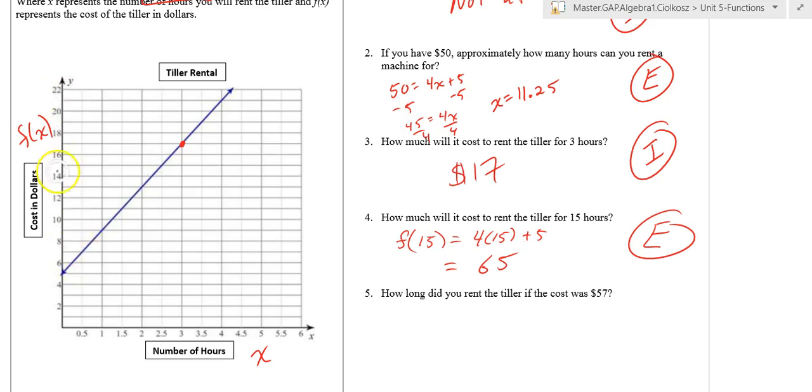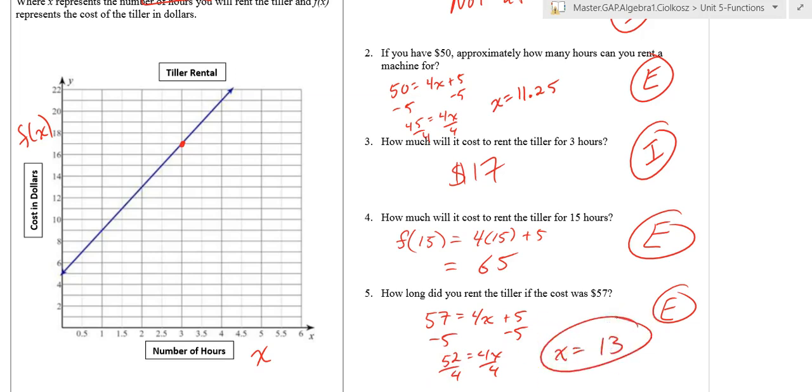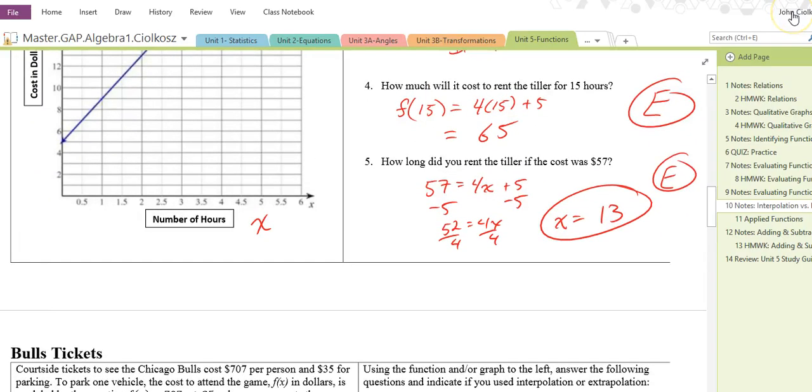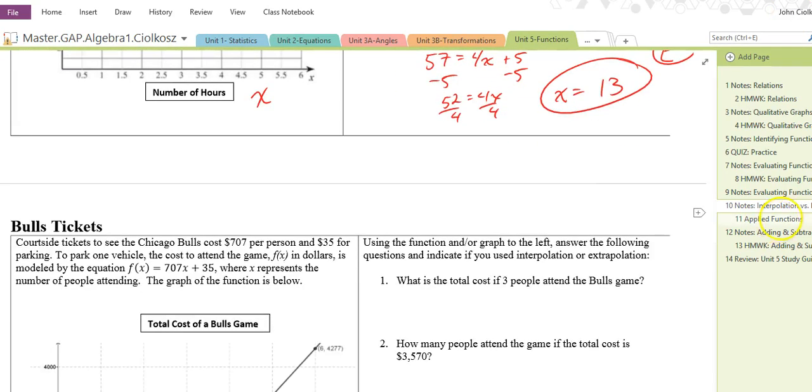Cost was 57, not on my graph. Let's extrapolate. A little bit of calculator work there. We find we get 13 hours. So, for 10, looks like we're pretty good here.